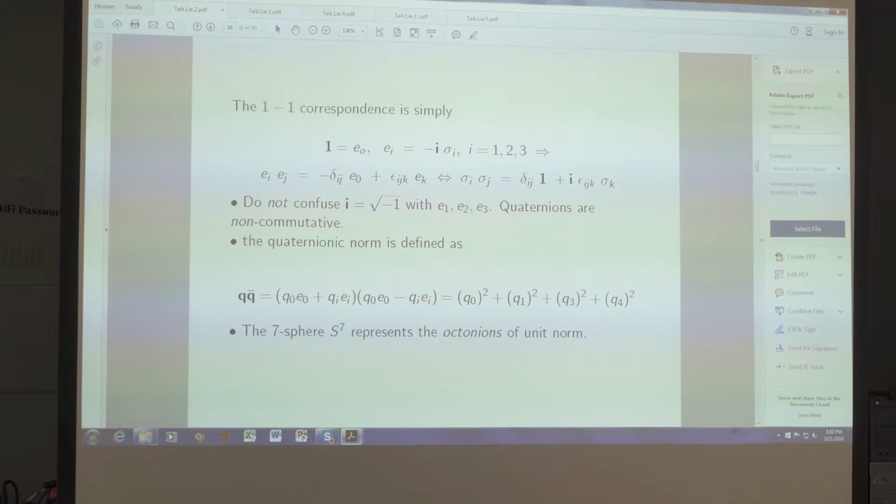So sigma and E are the generators of that? Sigma 1, sigma 2, sigma 3 are the generators of the SU2 algebra. Correct. Okay? E1, E2, E3 are the generators of the quaternion. Yes. And this is the map between the two. And this is also exactly the same as the Cl3 algebra.